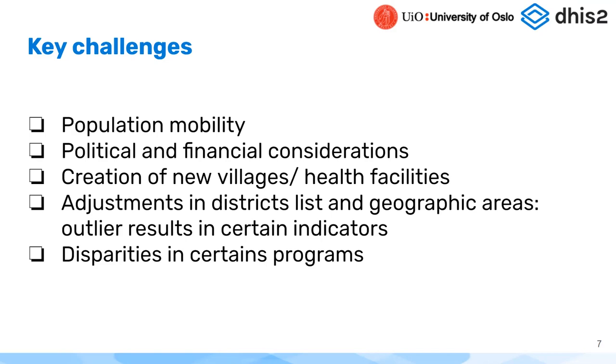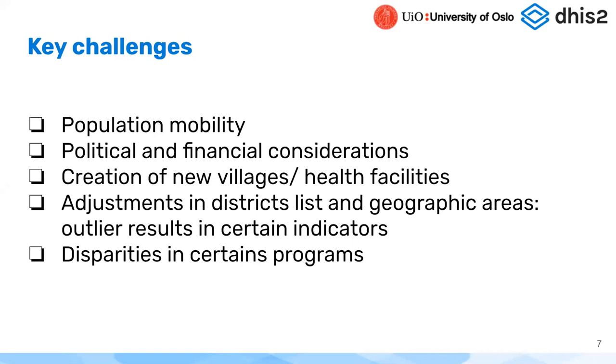Sometimes you can come to outlier results in certain indicators. For example, you can have a DTP rate that is above 100%, or some districts or facilities complaining that their denominator is too high or too low. This is because of those adjustments, so we need to make sure that adjustments made inside the district are appropriate enough. And we may face sometimes disparity in certain programs because they don't use the official data, and they tend to create or estimate their own population, essentially when it comes to certain donors that are very demanding on having very narrow population.